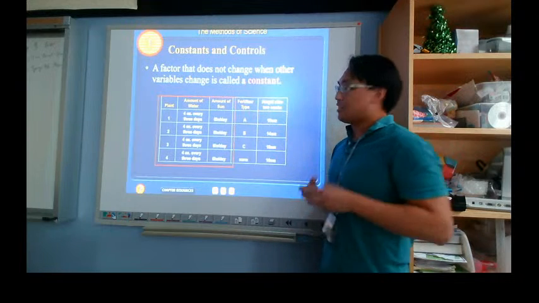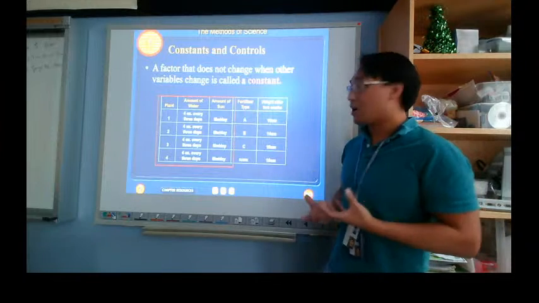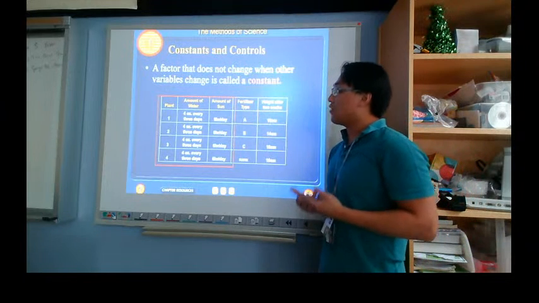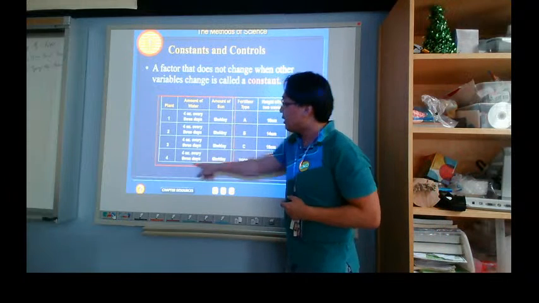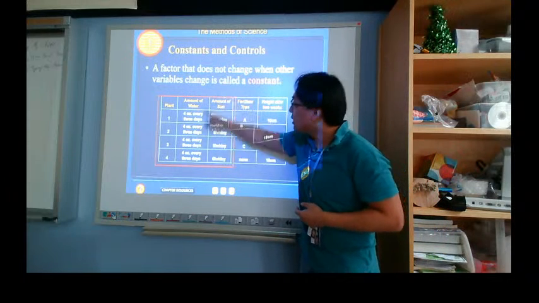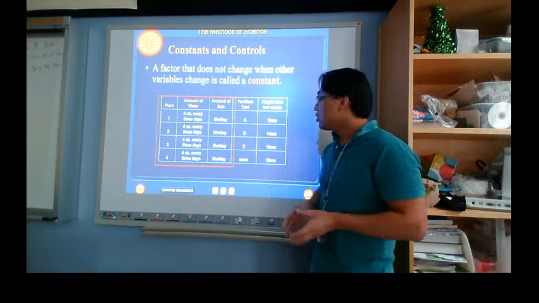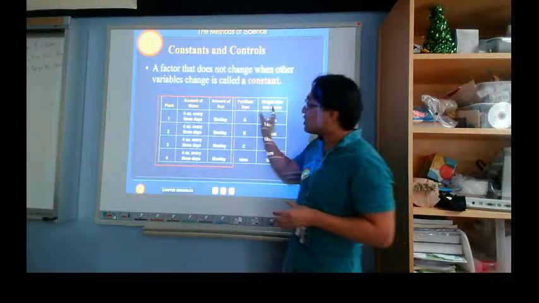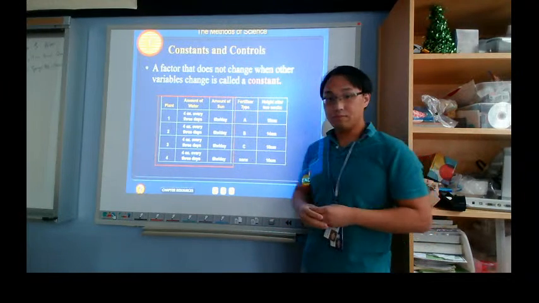Another factor that's really important to think about whenever you're doing an experiment is your constants. Your constants are going to be variables that do not change over time. So we don't want to manipulate the amount of water. We don't want to manipulate the amount of sun. We want to keep them exactly the same. That way, we know that if there's any change in this experiment, it's due to the fertilizer alone.